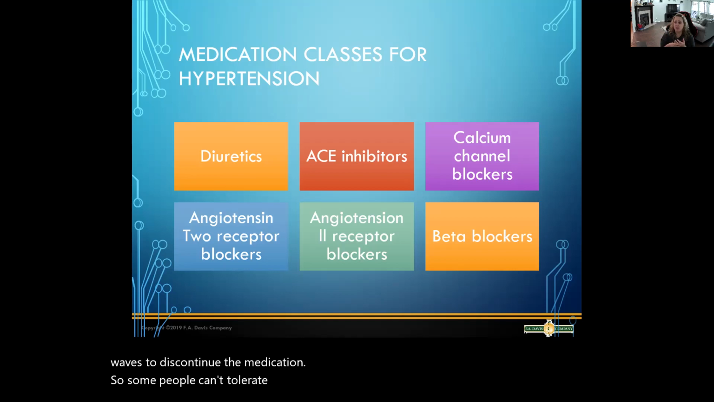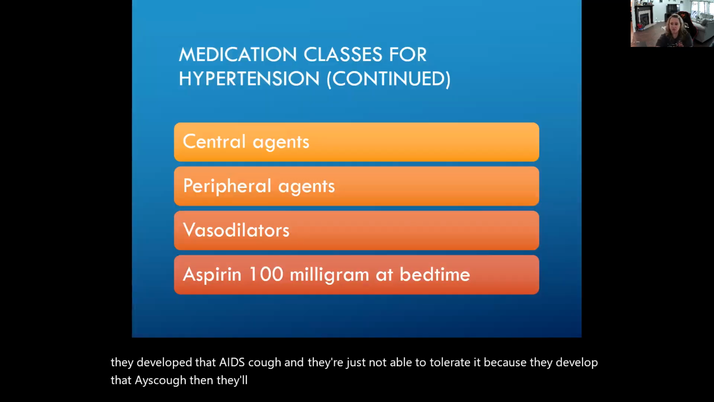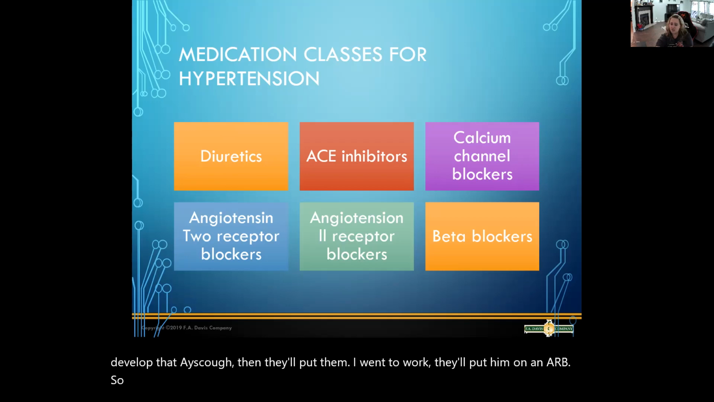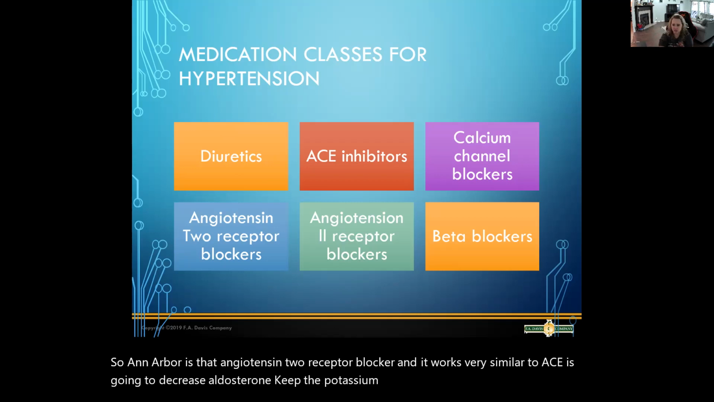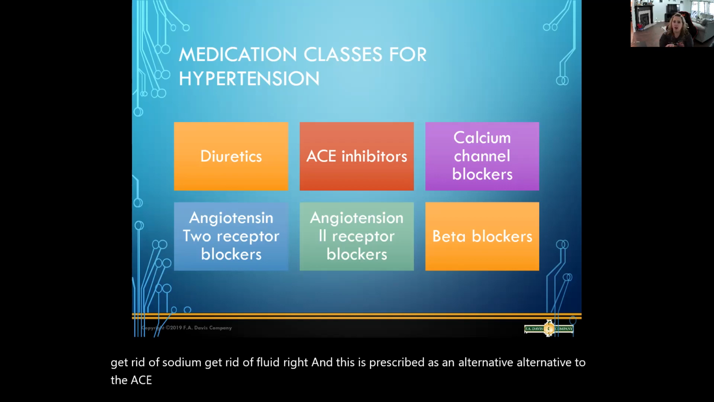So, like we said, if this is a first line treatment, but they develop that ACE cough and they're not able to tolerate it, then they'll put them on an ARB. An ARB is the angiotensin 2 receptor blocker, and it works very similar to ACE. It's going to decrease the aldosterone, keep the potassium, excrete the sodium, get rid of sodium, get rid of fluid, right? And this is prescribed as an alternative to the ACE inhibitor, but we won't have the dry cough.